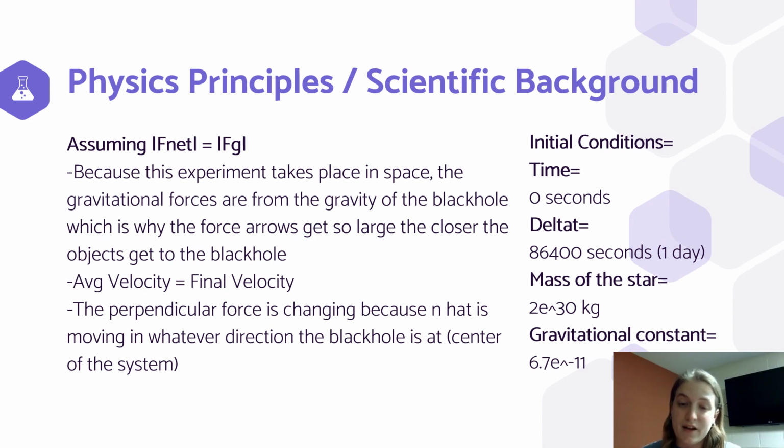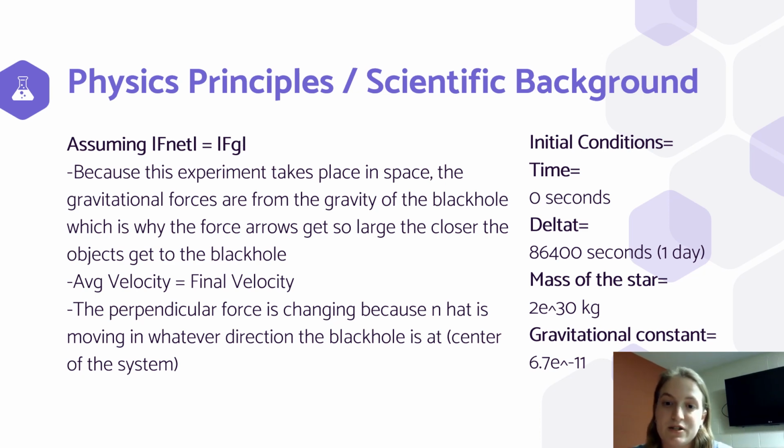Okay, so something else that's also going to come up in the future is assuming that F net is equal to Fg. This is because our system is in space. Normally when we think about forces on objects on Earth, we always include negative mg because it is the gravitational force from the Earth. But in this one, we don't have that at all, and the only force is going to be the gravitational force of the black hole. And so we're going to see in a little bit what the free body diagram is going to be, and it's going to show a little bit more of that.